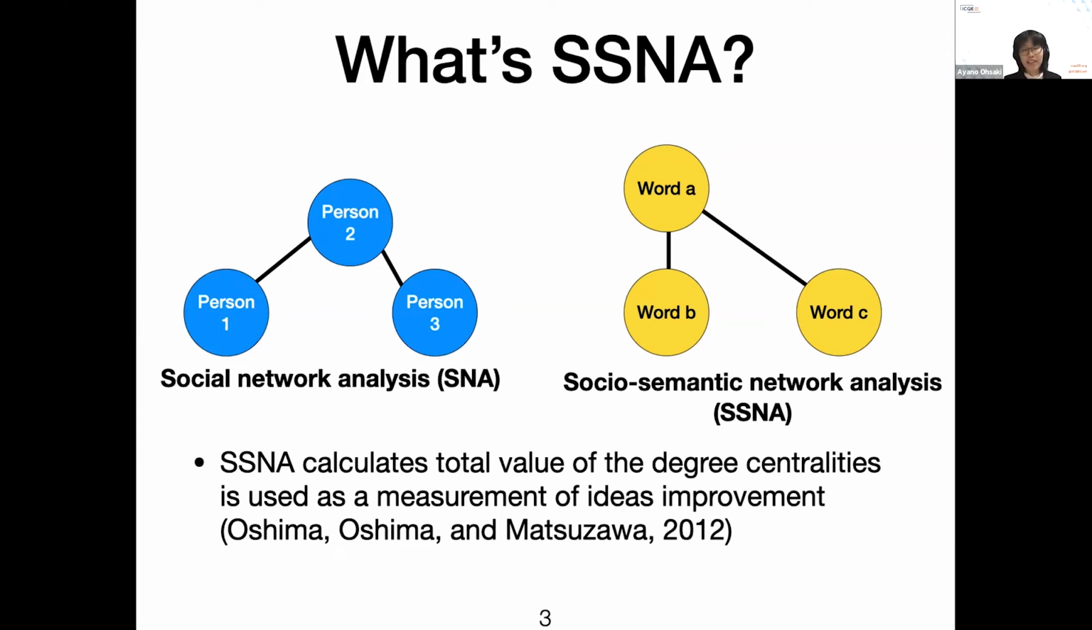Moreover, SSNA calculates a score of degree centralities to show keyword densities. In previous studies, the total value of degree centralities has been used as a measurement of idea improvement.